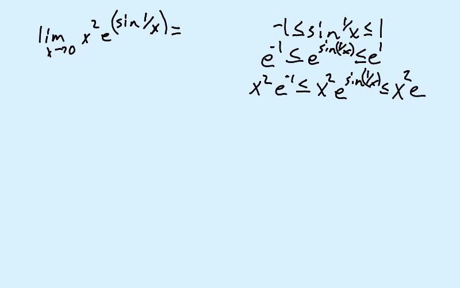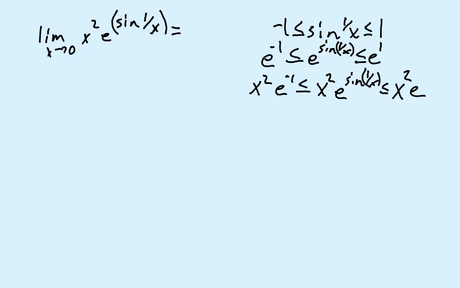Now at this time, please use your calculator to verify our claim. Set y1 as x squared times e to the sine of 1 over x. Set y2 to x squared times e to the -1 power. And set y3 as x squared times e. Pause the video until you can verify it. Does x squared times e to the sine of 1 over x get sandwiched between x squared times e to the -1st power and x squared times e?